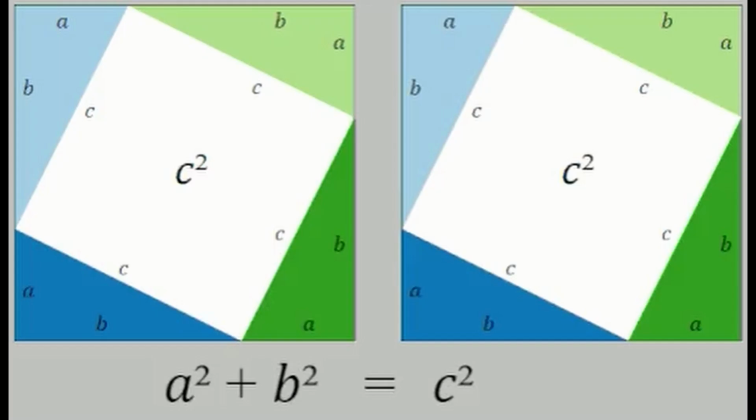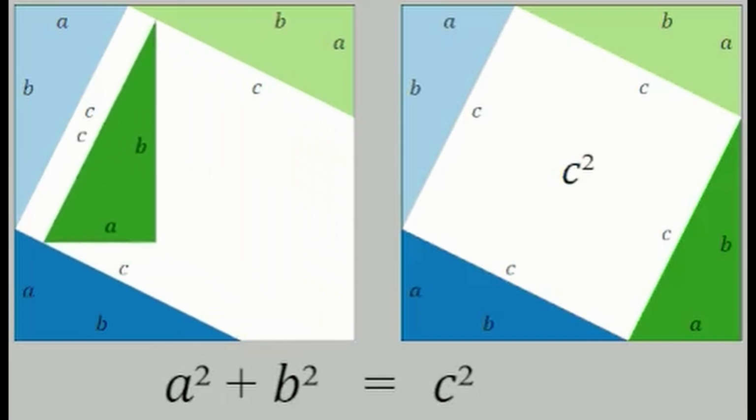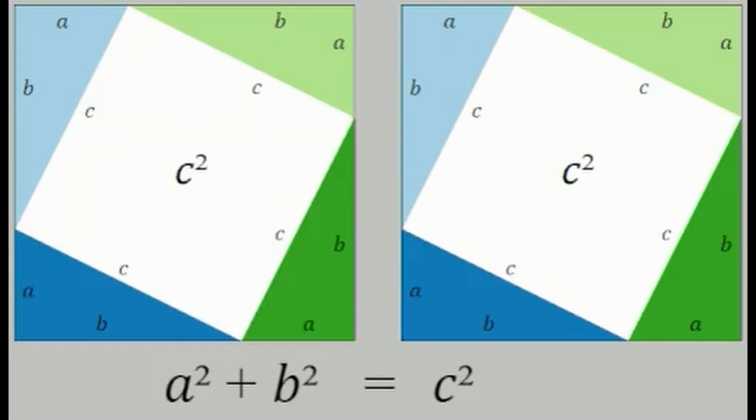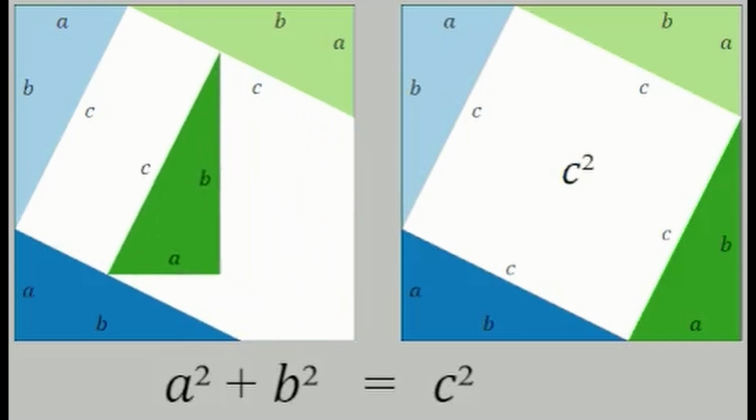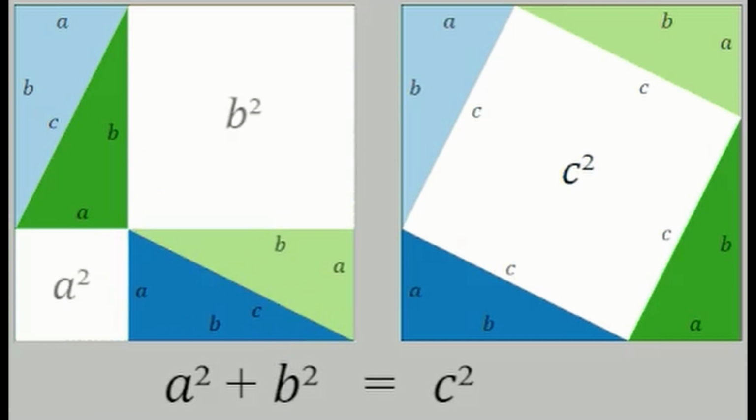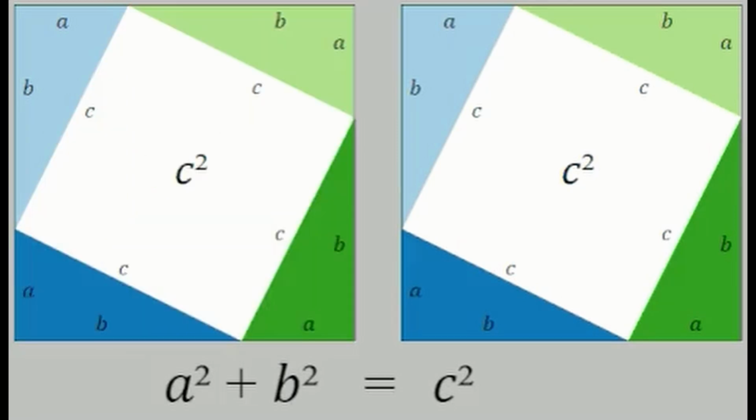Now, if we add the areas of the squares on the shorter sides together, we get a² + b². And if we add the area of the square on the hypotenuse, we get c². According to the Pythagorean theorem, these two expressions must be equal, so a² + b² = c². This relationship holds true for all right triangles, no matter the size or shape of the triangle.